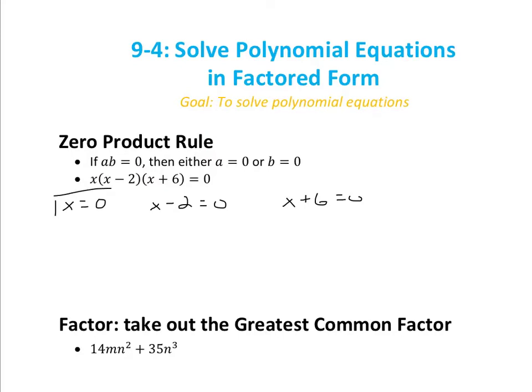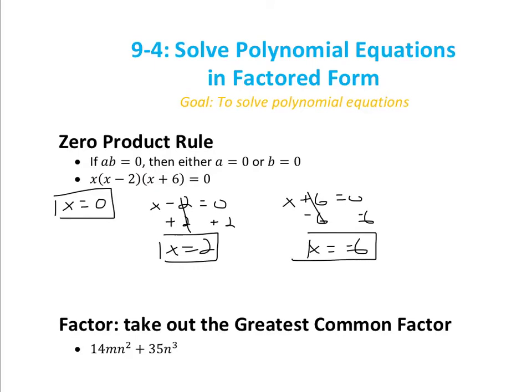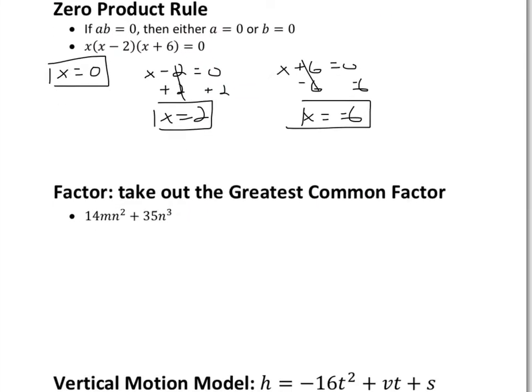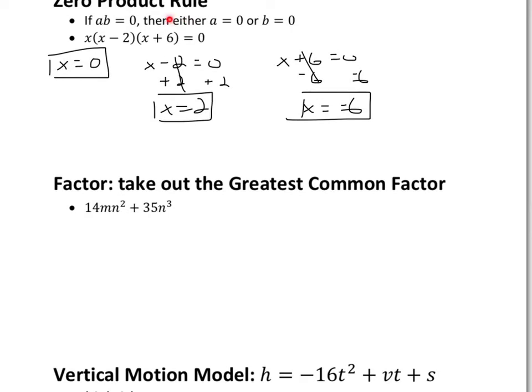So this first one is already done. The second one we need to add 2 to both sides to solve for x, so x equals 2. And this third one we have to subtract 6 from both sides, so x equals negative 6. So there are three possible answers for x. If x equals 0, 2, or negative 6, then this whole equation is going to be equal to 0. So this thing called factoring is what helps us get to something that looks like this, where we can use the zero product rule.